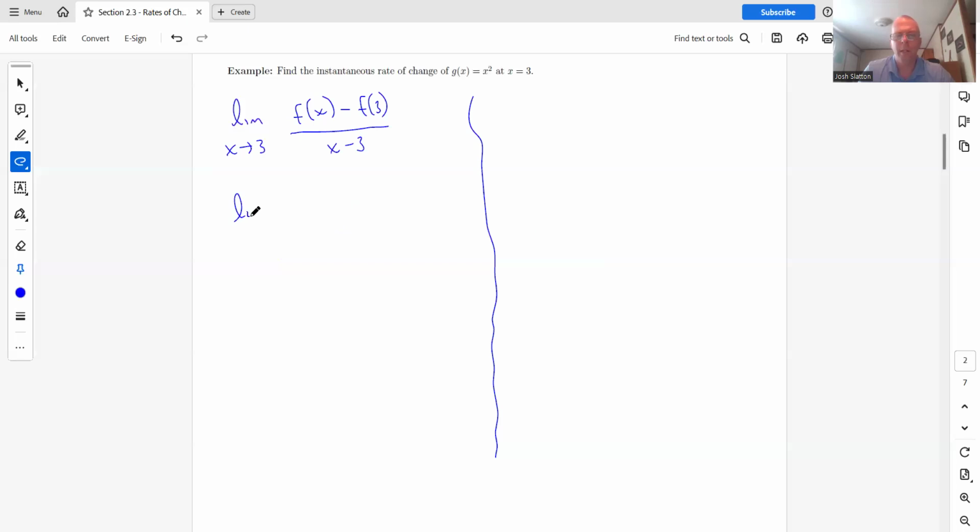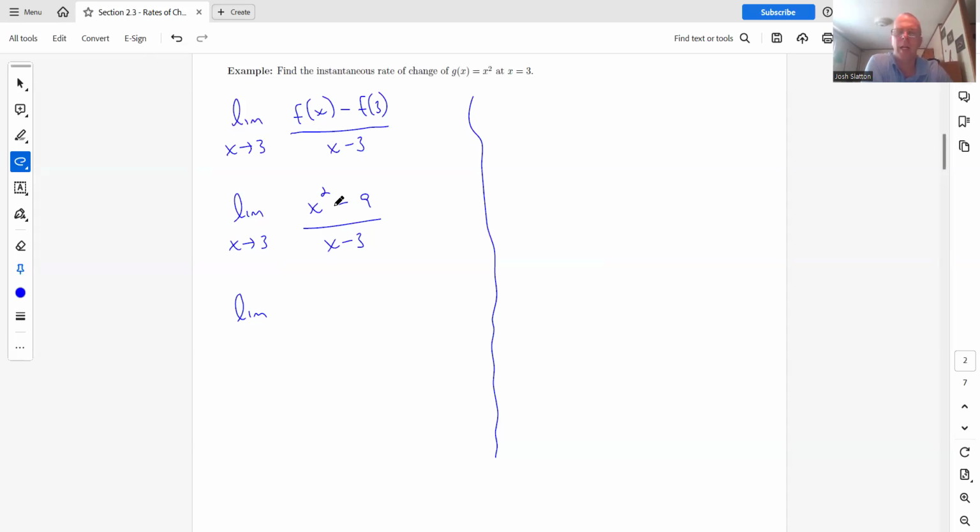So let's plug everything in. Limit as x approaches 3. F of x is x squared. F of 3, so now plug in 3, and we have 3 squared, which is 9. So that'd be x squared minus 9 over x minus 3. And now we just need to simplify this because, like we learned in the last section on limits, if you plug in a value for x and you get 0 on the bottom, 0 on the top, you cannot evaluate it that way. So we have to simplify this. We have to change something in some way.